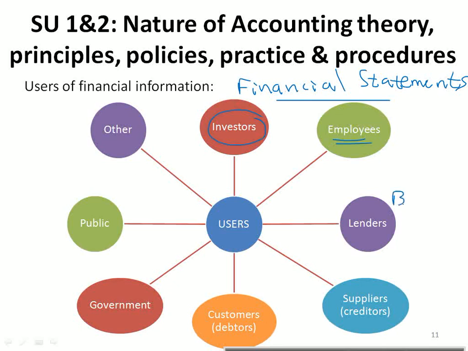Lenders, so the banks. Before the banks lend money to companies, what are they going to want to know? How much assets and liabilities does the business have? Right, if they've got too much liabilities and not enough assets, they're probably not going to get the loan. Suppliers, customers, government, there's a lot. All of them will be using the financial information to make some sort of decision. Okay, that's ultimately why we're completing this course, is because at some point in time there will be decisions that have to be based on accounting.